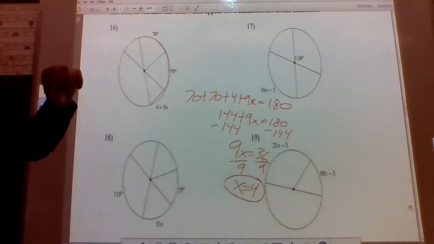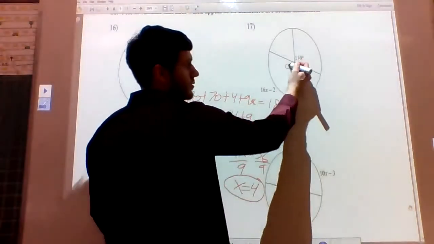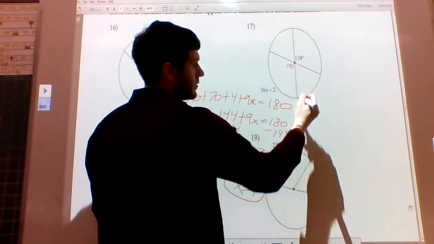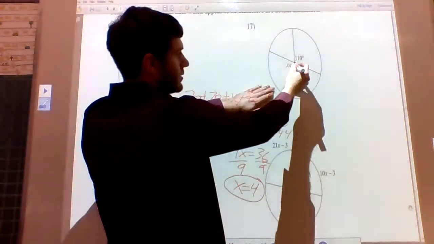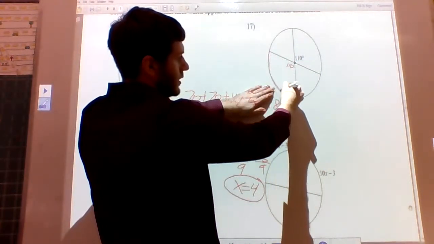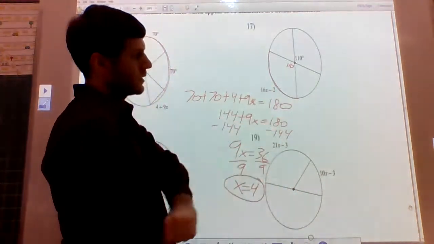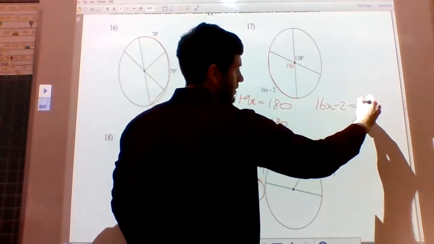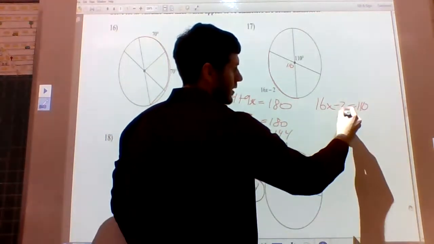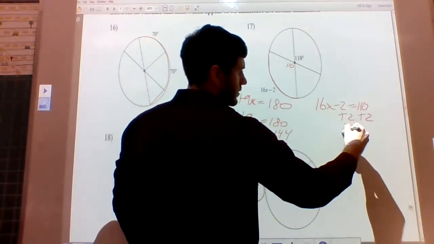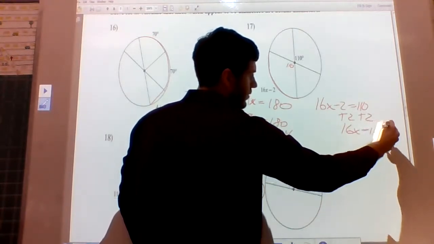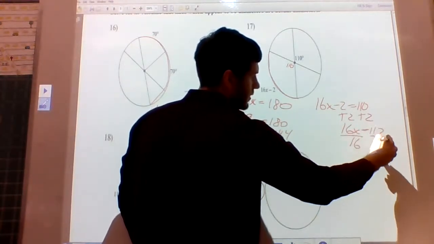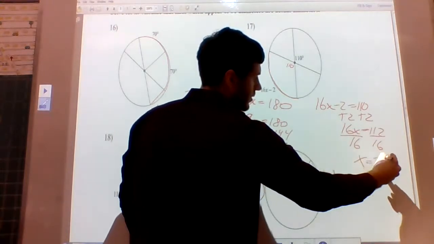Okay, 17. We have vertical angles. So if that's 110, this is 110. Okay, and if that central angle is 110, then this arc right here is 110. So 16x minus 2 is going to equal 110. Add 2. 16x is going to equal 112. Divide by 16. X is going to equal 7.